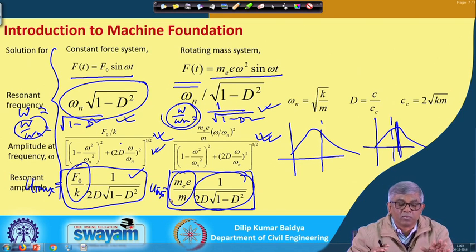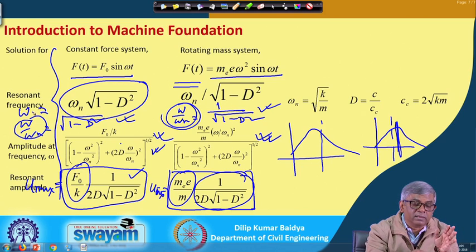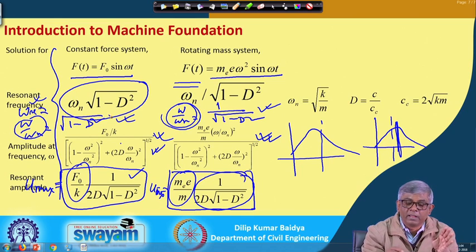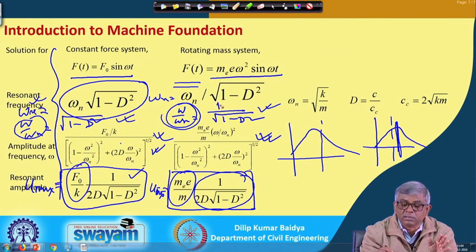That means, for constant force system, what is the frequency ratio where resonance has occurred, or what is the resonance frequency. That means, this omega r will be equal to omega n times square root of 1 minus 2 d square, and that means, it will be less than omega n. Similarly, here omega r will be equal to omega n divided by square root of 1 minus 2 d square, that means, it will be greater than omega n.